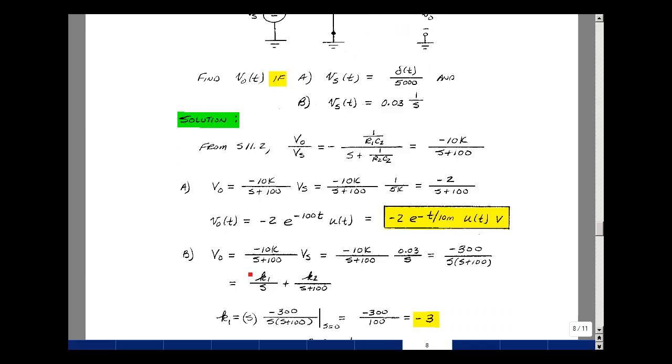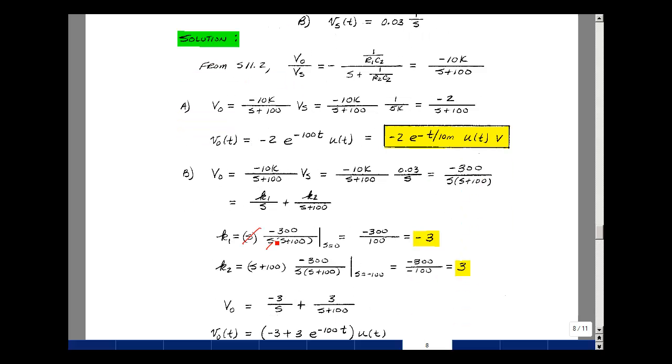Using the same procedure, we take our transfer function and multiply it by our next V of s, which was a 30 millivolt step. 0.03 times 10k is 300. We get minus 300 over s times s plus 100. So you can write that as some k1 over s plus k2 over s plus 100. Then k1 is equal to this expression times s, setting s equal to 0. Terms cancel, we get minus 300 over 0 plus 100, that's equal to minus 3.